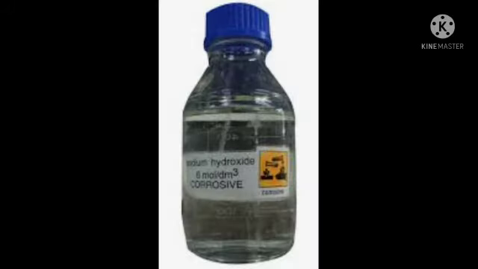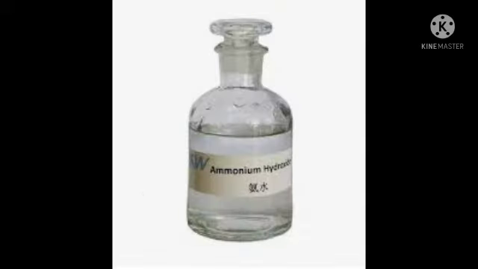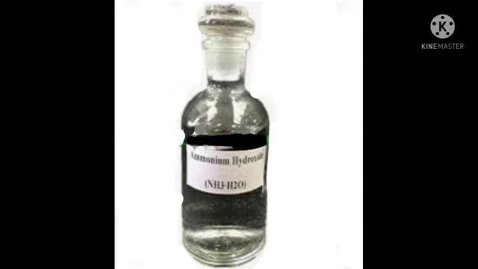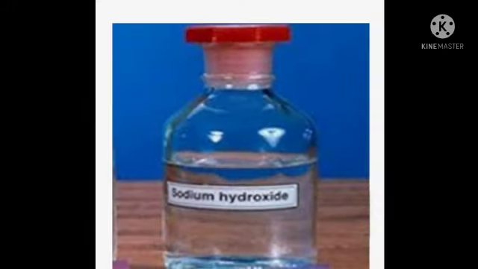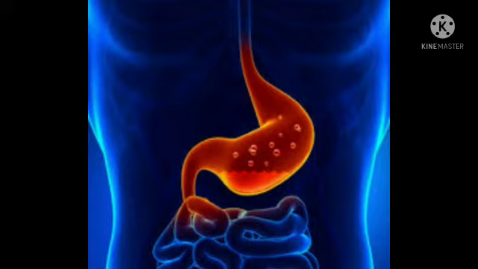Okay. Bitter to taste. Solutions of bases are slippery to touch. May or may not be soluble in water. Here soluble in water means it is called alkalis. Bases that can dissolve in water are called alkalis. Then uses of bases we have learned: calcium hydroxide, magnesium hydroxide, sodium hydroxide. This and all we have learned.